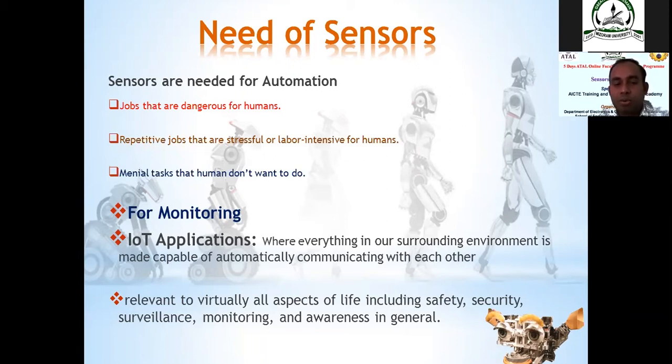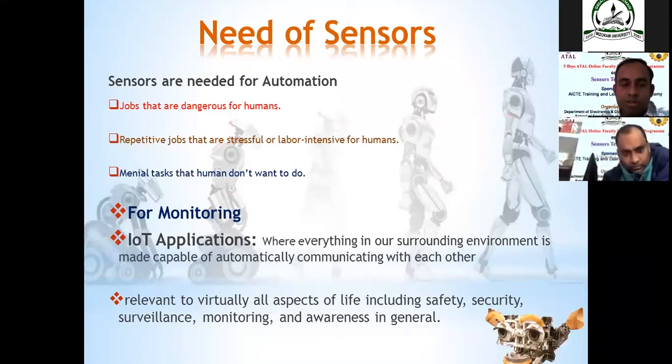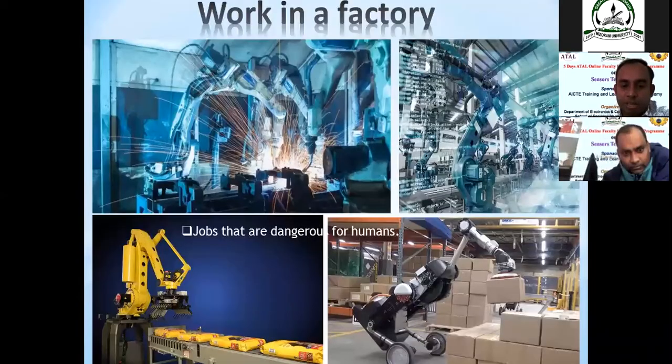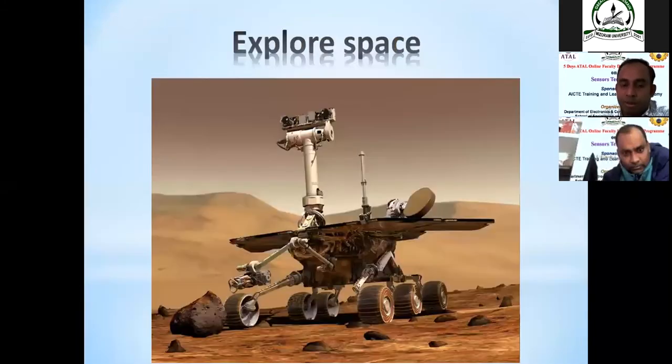And presently we always hear the word IoT. For IoT applications we also require different types of sensors, because there all the devices should be communicating with each other. Whenever we have communication from one end to another, with or without the help of a human, there is always a requirement for different types of sensors. Overall, for any safety, security or surveillance case, monitoring, general awareness or weather monitoring, we require different types of sensors. Maybe in space also, a number of sensors are required for monitoring and even for the proper working of devices.